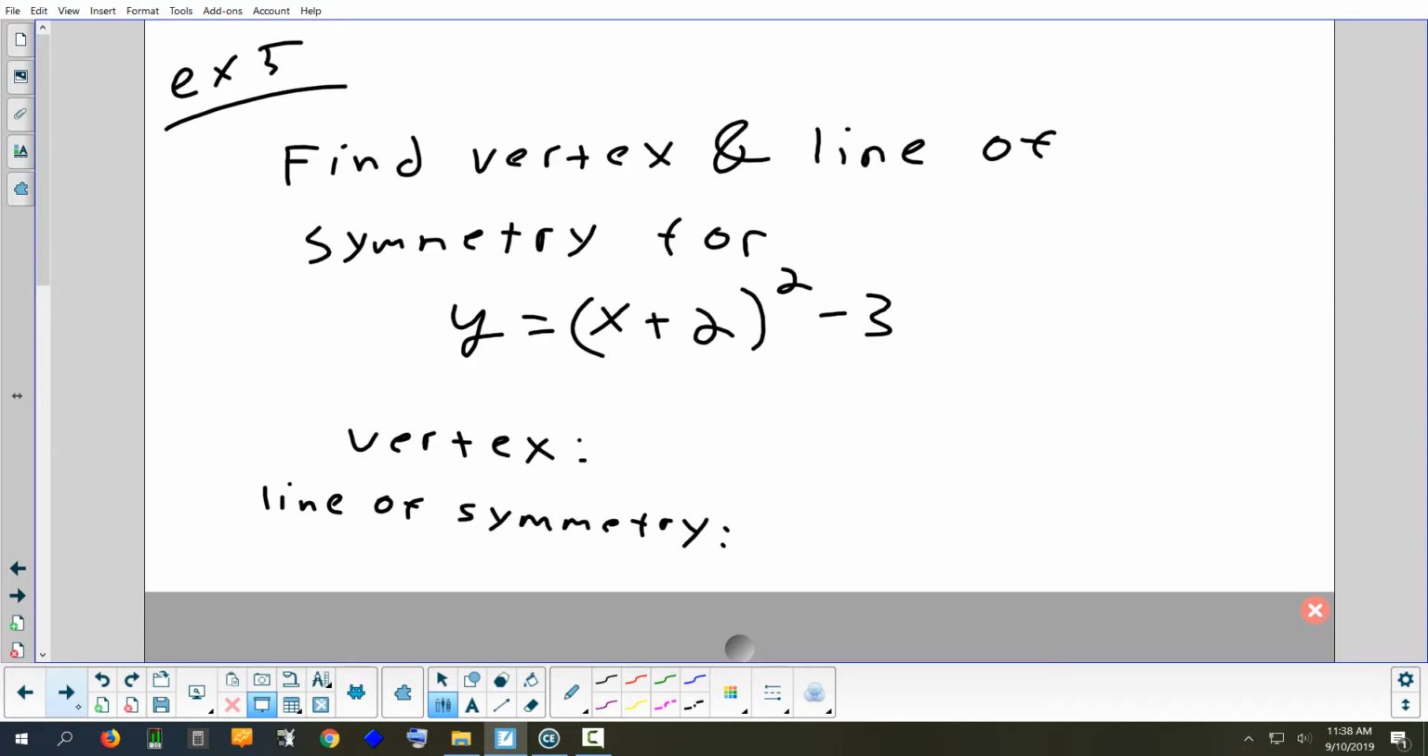Okay, so let's find the vertex and line of symmetry here. What is my vertex? -2, -3. It's going to shift left 2, down 3. So -2, -3. And the equation for my line of symmetry? x equals -2. It would have been at x equals 0, which is the equation for the y-axis, but we shifted it left 2 units. So everything shifts left, including the line of symmetry.